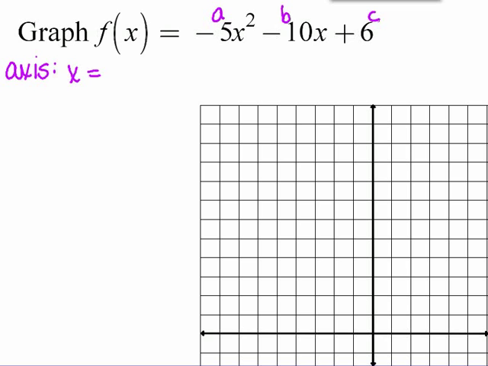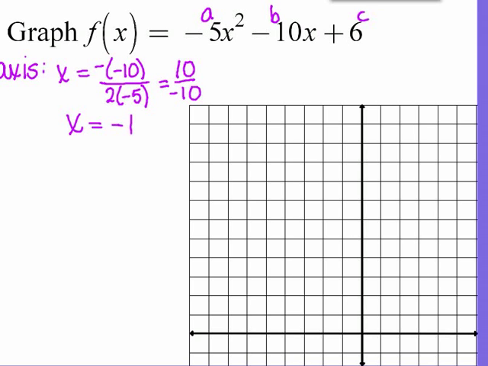Negative b over 2a. So the negative of -10 over 2 times -5. What is the negative of -10? Positive 10, divided by 2 times -5, which is -10. So what does x equal? Negative 1. So tell me what I'm going to do now. Plug it in to find the vertex.